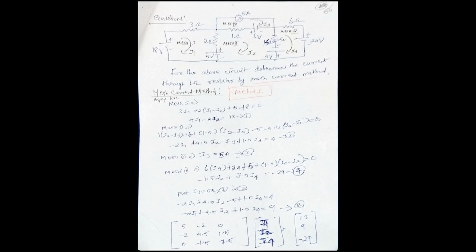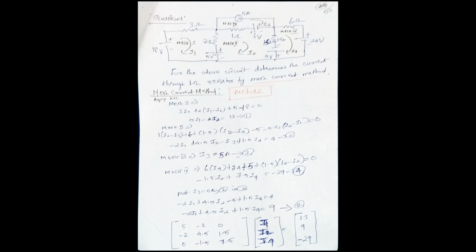Circuit theory, nodal analysis. Topic: nodal analysis questions. The circuit is given in the figure. The circuit consists of mesh 1, mesh 2, mesh 3 and mesh 4. The mesh currents are I1, I2, I3, I4, noted in the circuit.